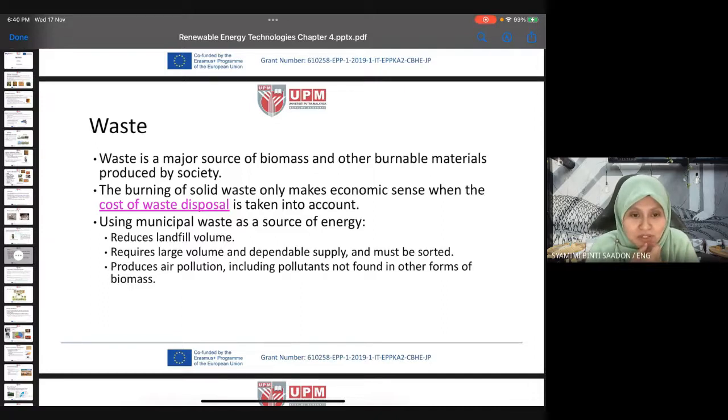Some of the benefits when using this municipal waste or solid waste is that we can, of course, reduce the landfill volume. Sampah-sampah semua tu kurangkan. It requires a large volume and dependable supply and must be sorted, so the waste must be sorted into different categories. However, this waste can also produce air pollution, including pollutants not found in other forms of biomass.